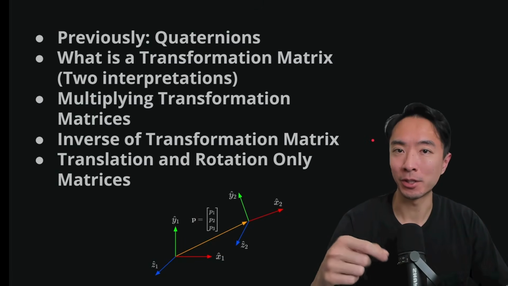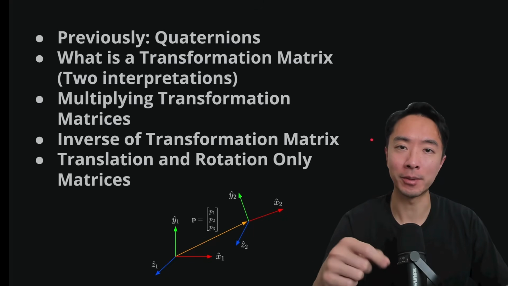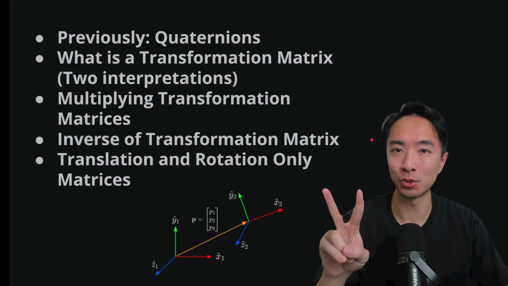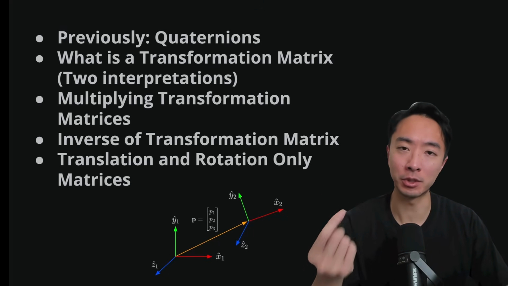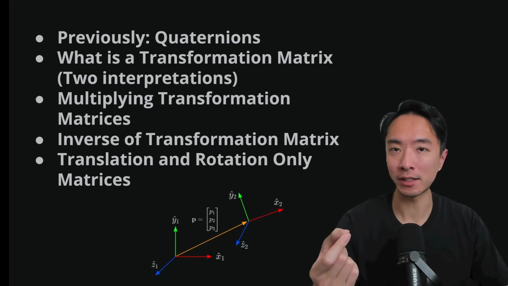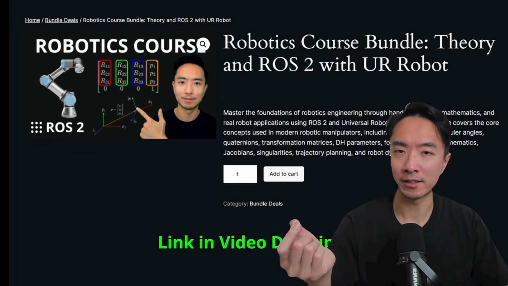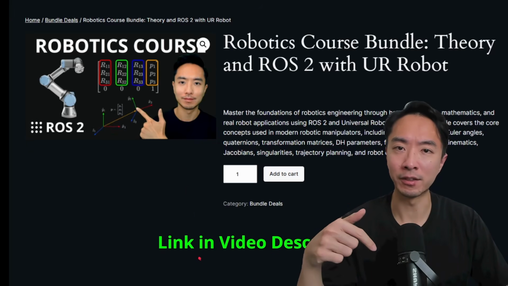So previously we talked about quaternions. In this video, we're going to talk about the transformation matrix and the two interpretations. We'll talk about how to multiply them, find the inverse, and deal with translation and rotation only. All my code and doc and some advanced examples will be in the link in the video description.